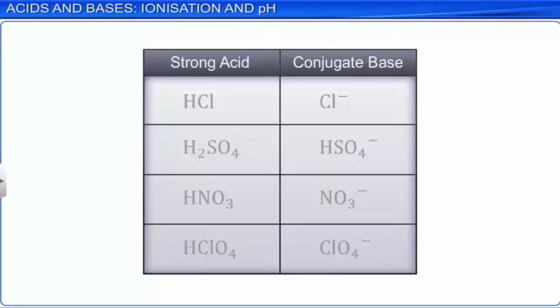Strong acids like hydrochloric acid HCl, sulfuric acid H2SO4, nitric acid HNO3, and perchloric acid HClO4 have a very weak conjugate base like chloride ion Cl-, bisulfate ion HSO4-, nitrate ion NO3-, and perchlorate ion ClO4-.